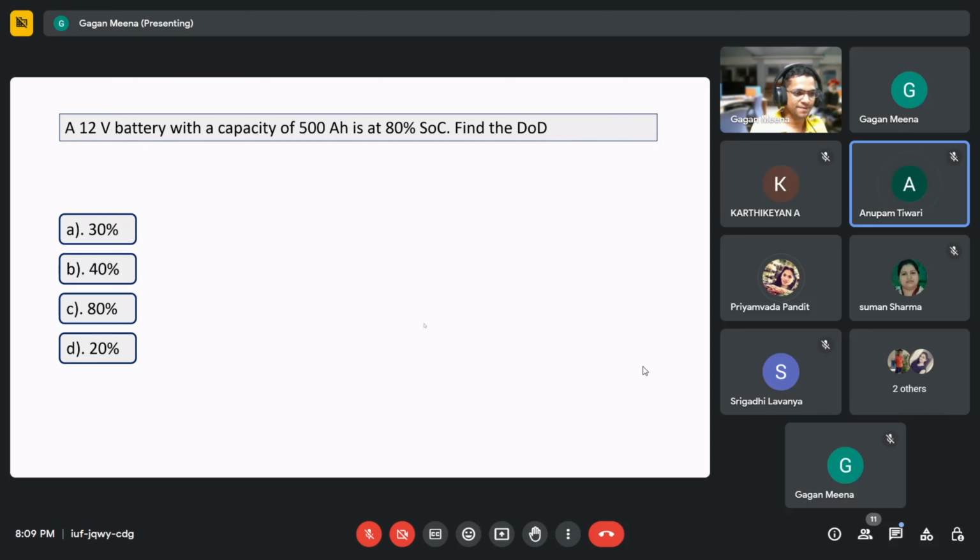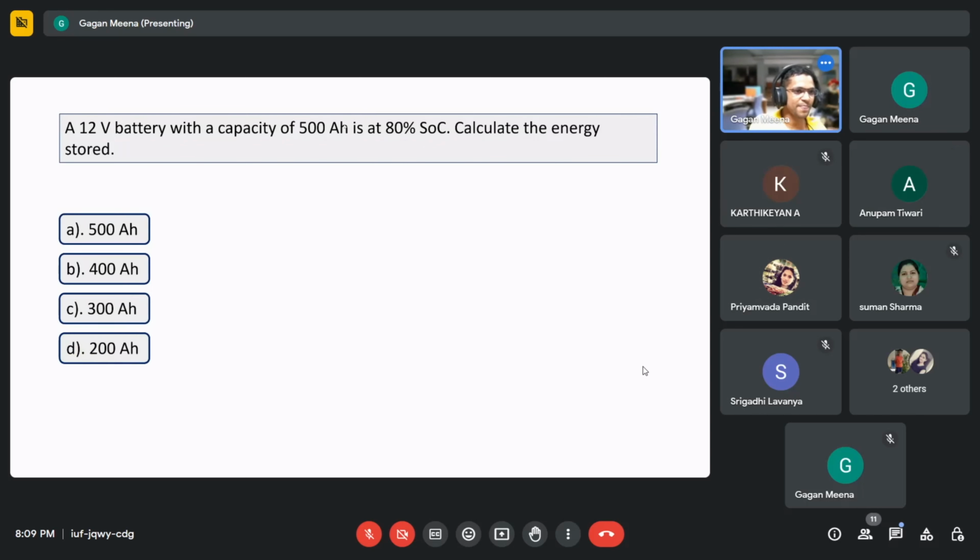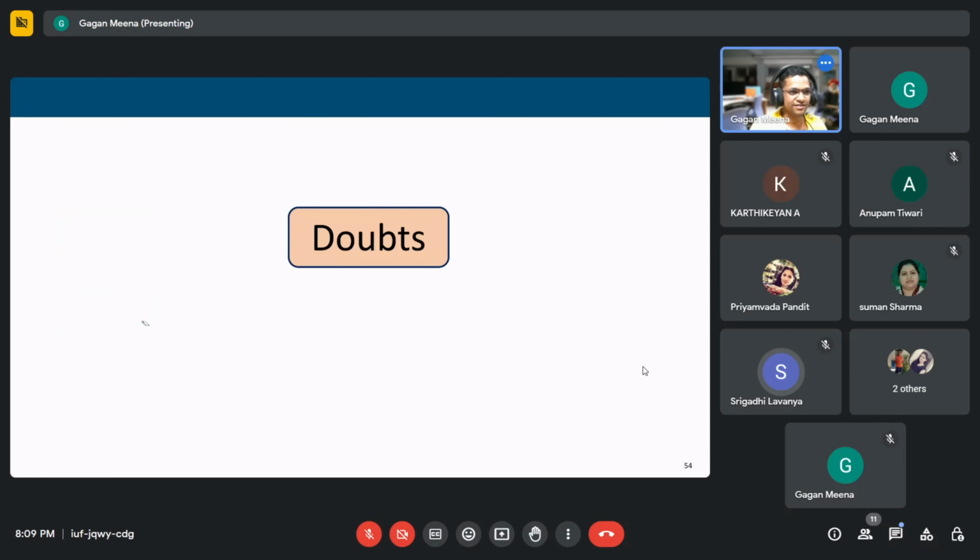This answer is B. Okay, so this is done. State of charge is 80%, so depth of discharge is 1 minus 80%. And this is the last question. A 12 volt battery capacity is 500 ampere hour. Answer is B. Yes, so 80% SOC means 80% of 500, so it is 400. Correct.